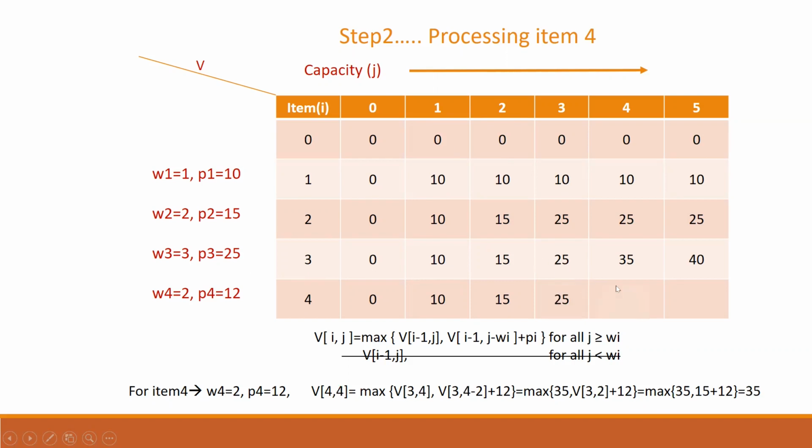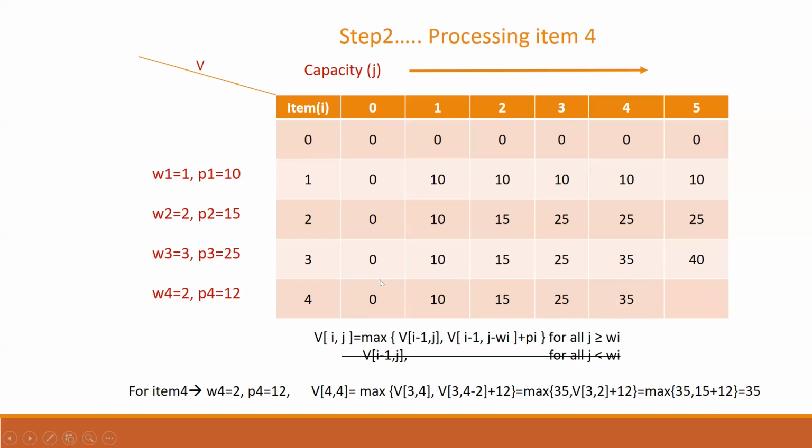Similarly, the next cell, that is V of 4, comma 4. Here we have to consider whether the previous solution is a good one or the new solution by considering item 4 is a good solution. If you consider item 4, its profit is 12. The remaining capacity is 2. For the capacity 2, the maximum value obtained is 15. If you add 15 with 12, it is 27 only. But the previous solution is 35. So out of 35 and 27, 35 is the maximum one, so we are copying this solution as it is.